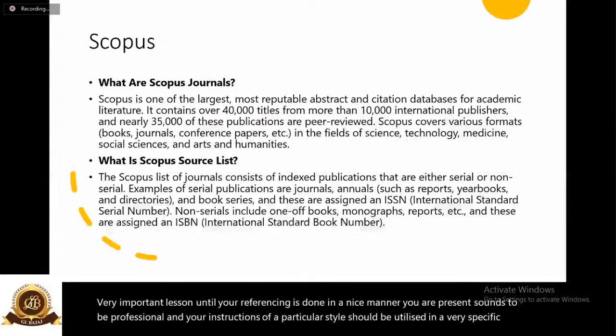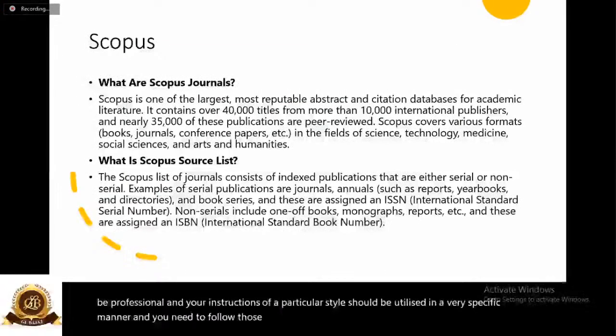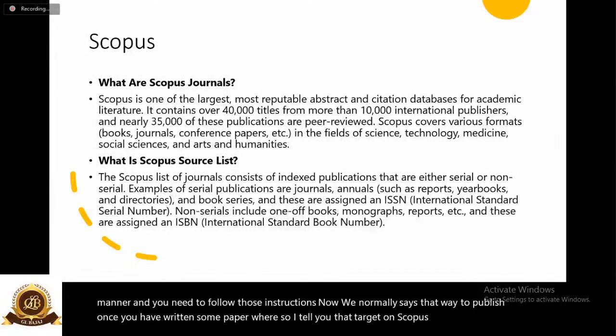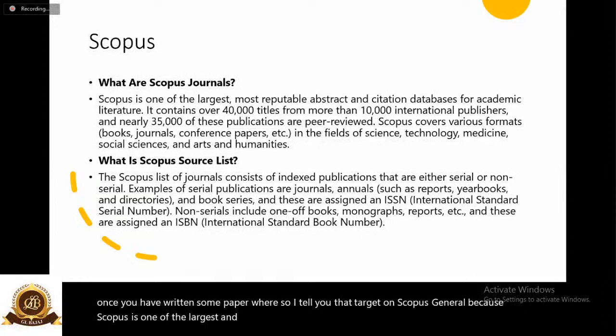Now, we normally ask where to publish once you have written some paper. I tell you to target Scopus journals, because Scopus is one of the largest and most reputable abstract and citation databases, and it has around 40,000 titles.